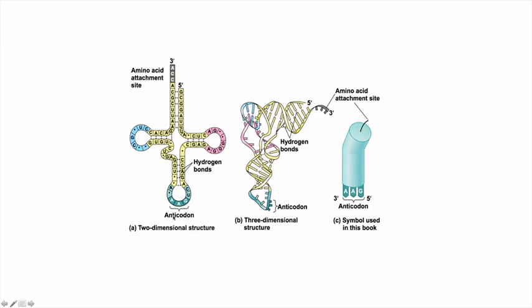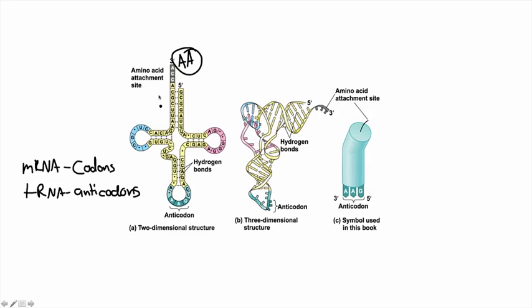Now, an anticodon has three letters. Three letters make up an anticodon. It should sound familiar because we said that mRNA had codons in it. Here, tRNA has anticodons. Here an amino acid would attach. Any one of the 20 amino acids could attach there. And then down here is the anticodon.